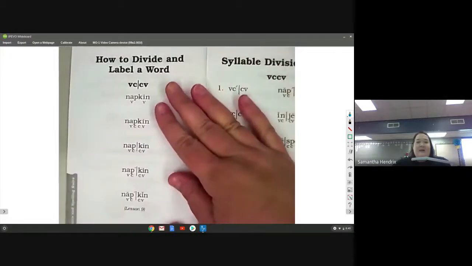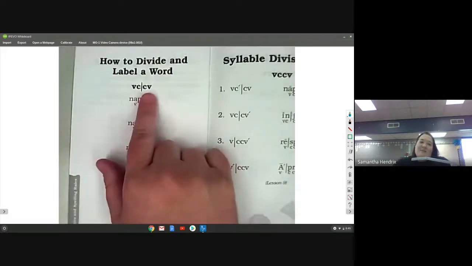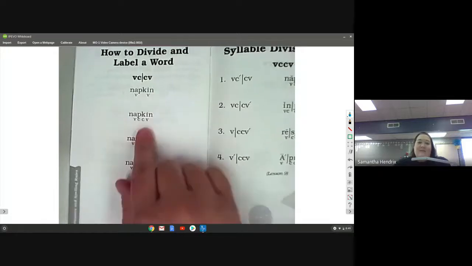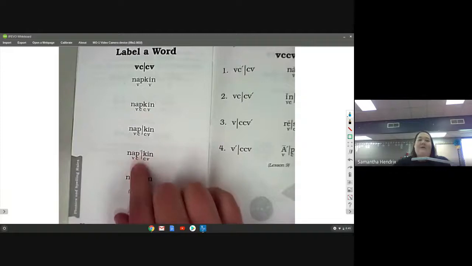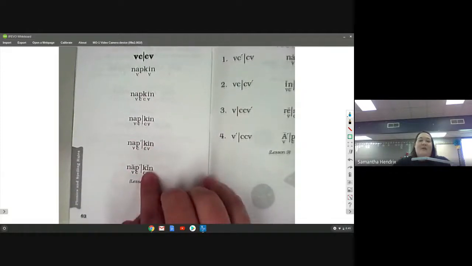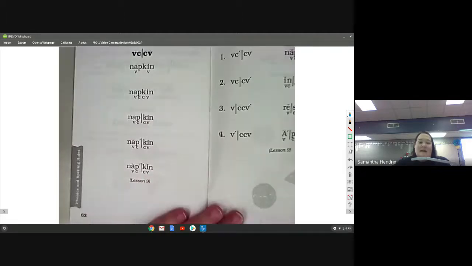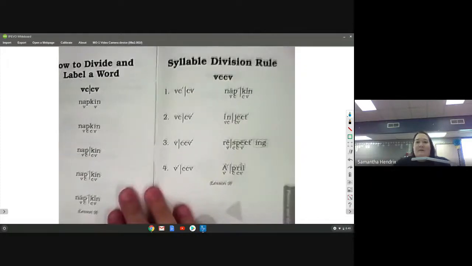Okay, here's how to divide and label a word. These are our VCCV rules. Napkin, you label your vowels, label your consonants, you split it, put your accent mark. They're short vowels because they're followed by consonants. This was lesson 9. Then we can pronounce that word. N-ap-k-in, napkin. Okay?